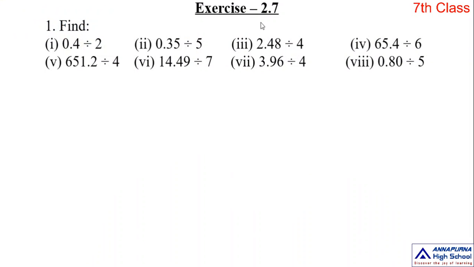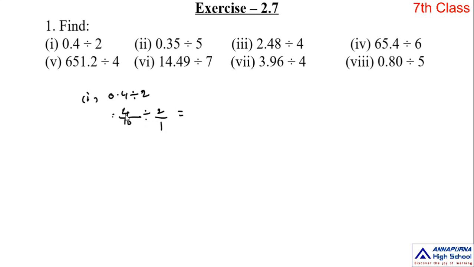So in exercise 2.7, first one, find 0.4 divided by 2. Here we are dividing a decimal number by a whole number. According to the rule, you just convert this decimal number into a fractional number. That means 4 by 10 divided by 2. Every whole number has denominator as 1.